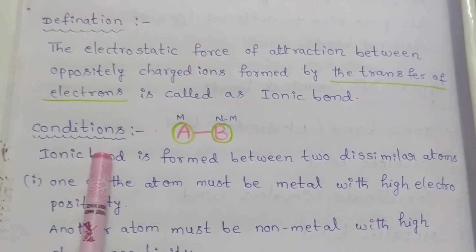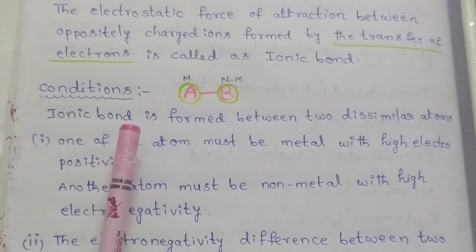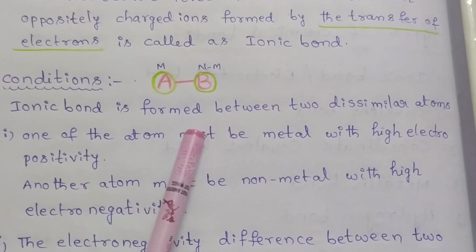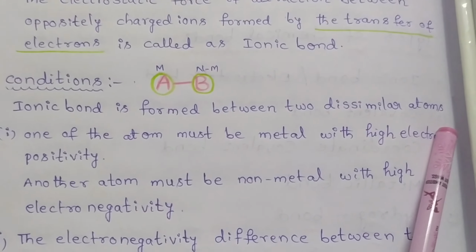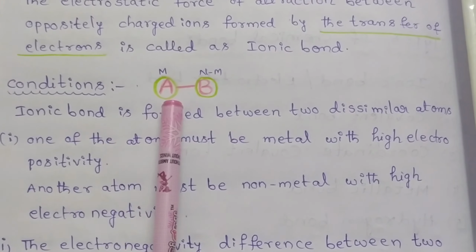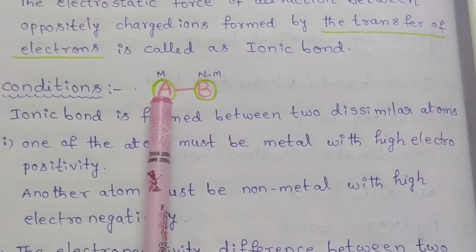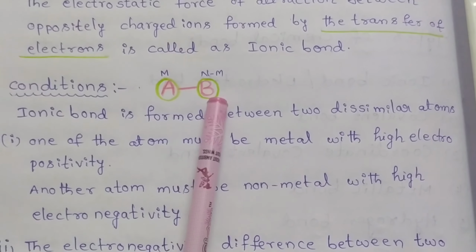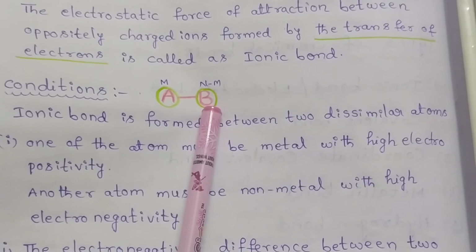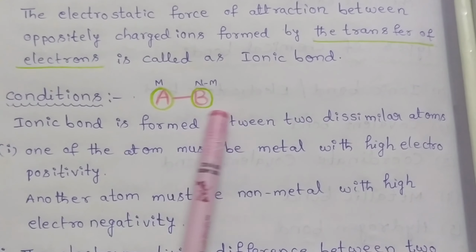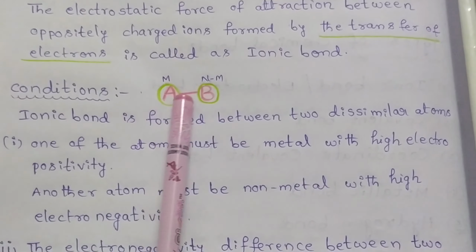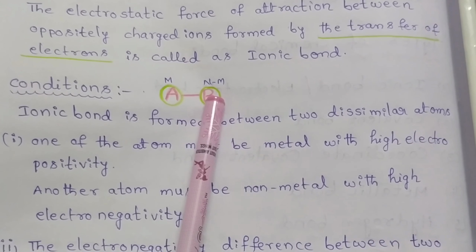Conditions for the formation of an ionic bond. Ionic bond is formed between two dissimilar atoms. That means here we can assume that A is one atom, B is another atom. That means the ionic bond is formed between two different types of atoms.